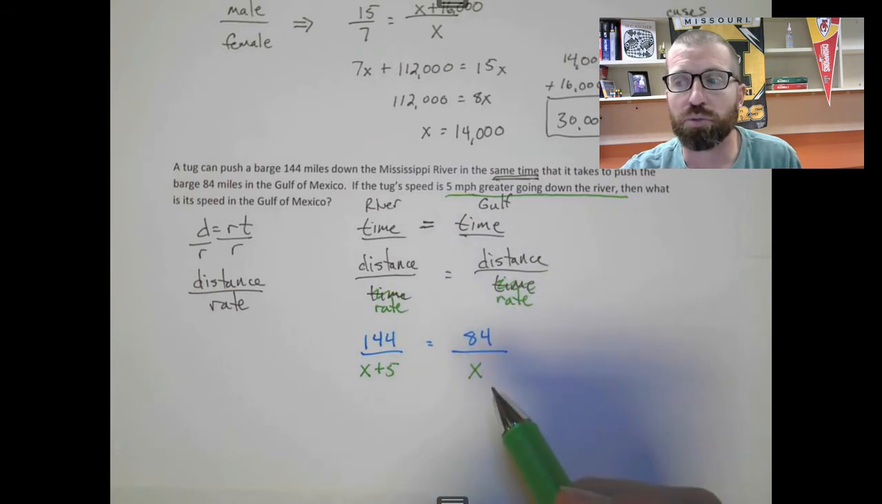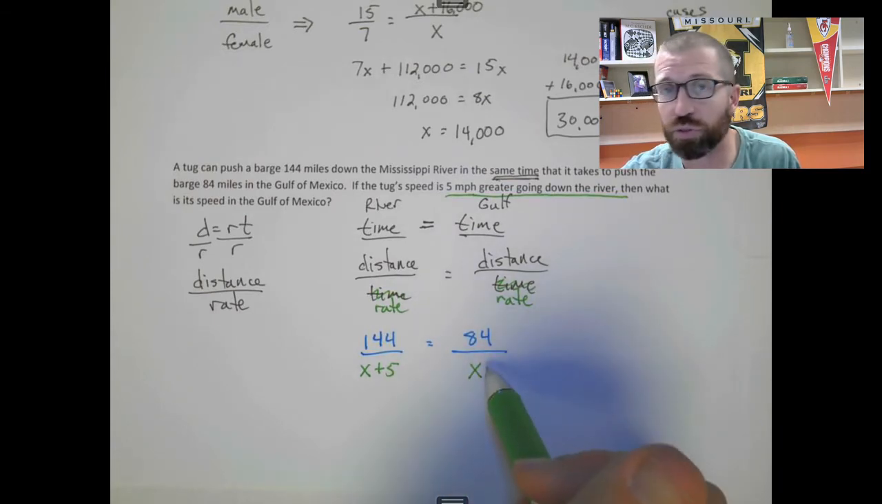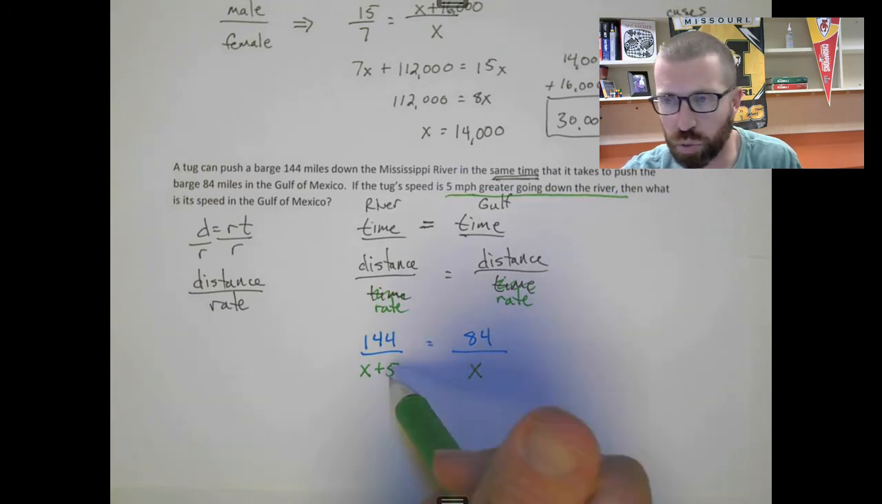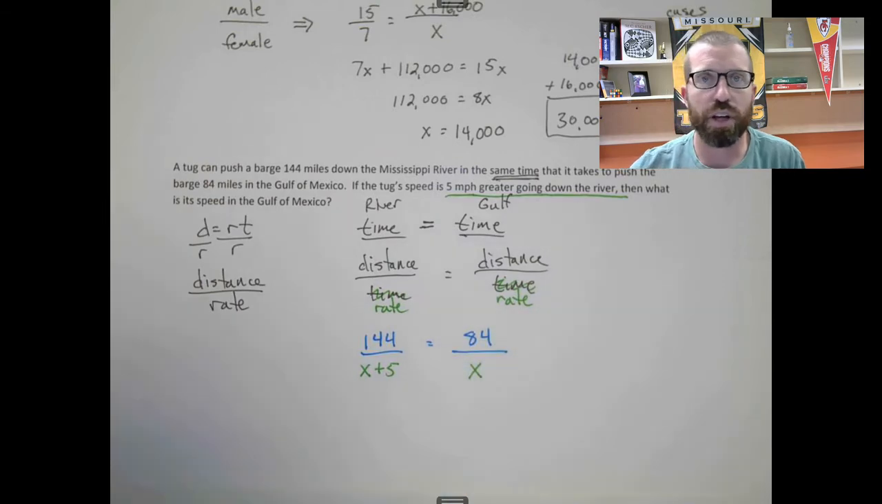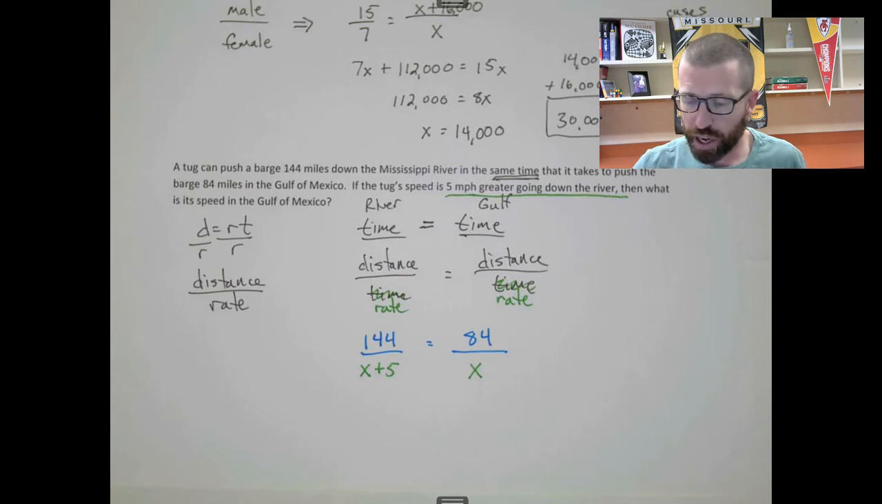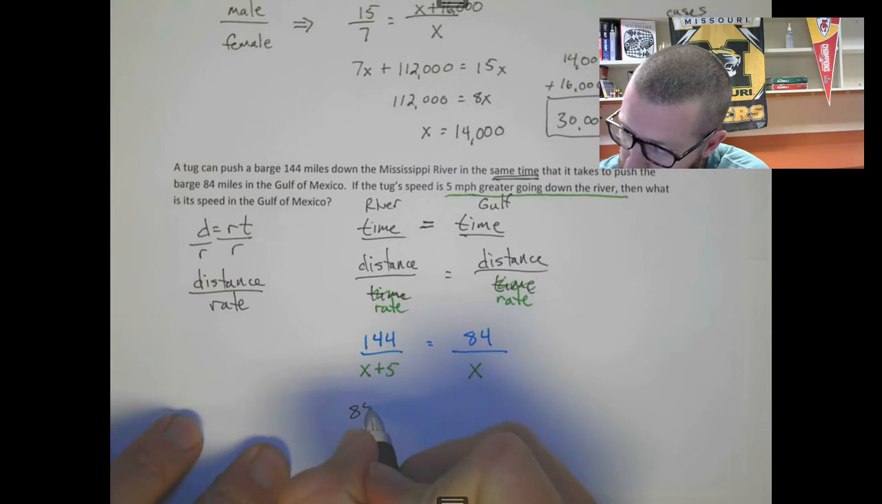The other thing that might be helpful is to look for a pattern by picking numbers. So say the tug speed in the Gulf was 15, then this would be 20. If it was 10, this would be 15. Try to find the pattern and then insert x plus 5. Okay, and then cross multiply and solve, and hopefully you're kind of home free now. But let's go ahead and do this.